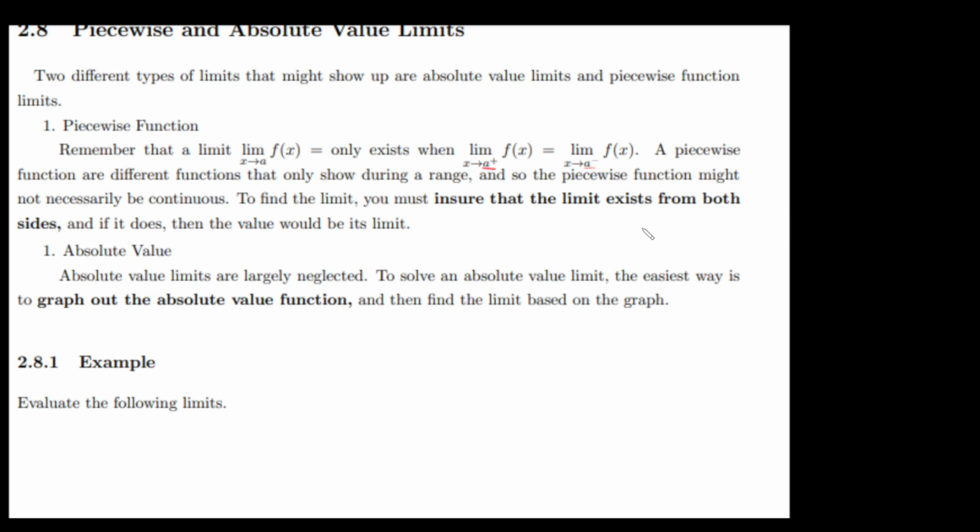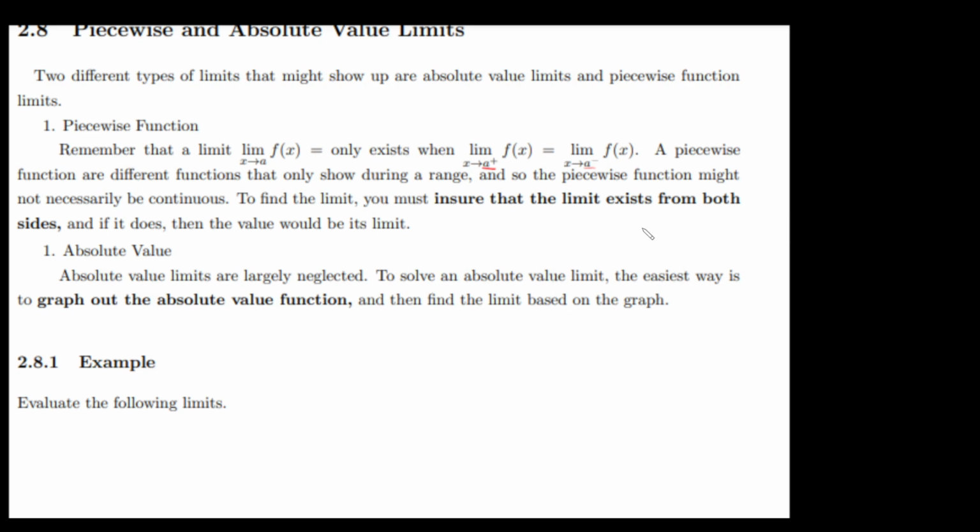meet in the middle, right? They might not necessarily be continuous. So if there's a break in between, right, then the limit doesn't exist. So we need to make sure that the limit exists from both sides when solving this. And if it exists from both sides and it meets the same value, then that value would be its limit.